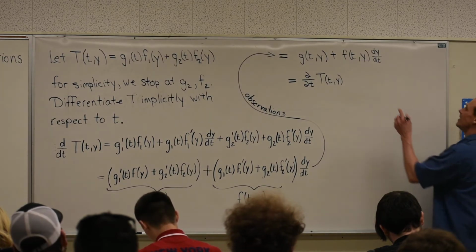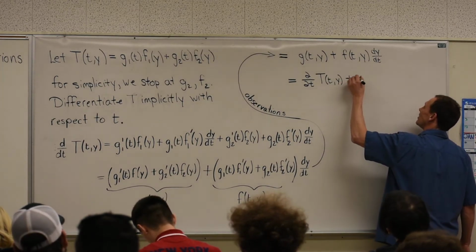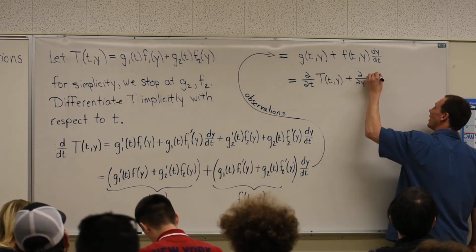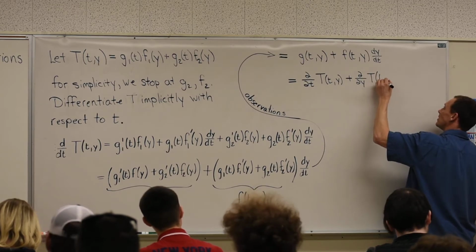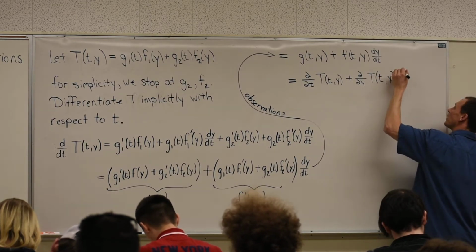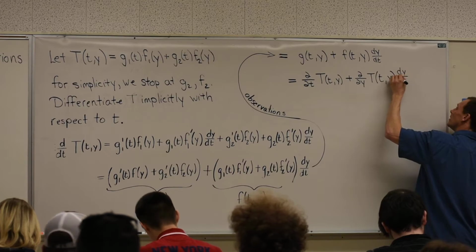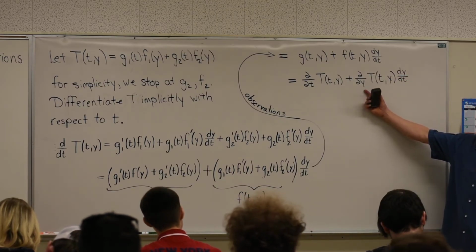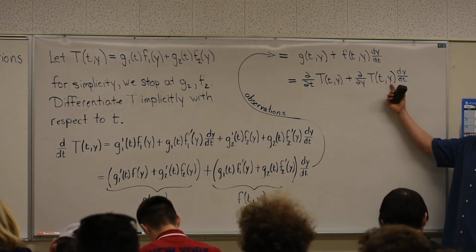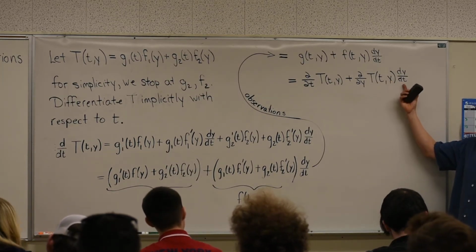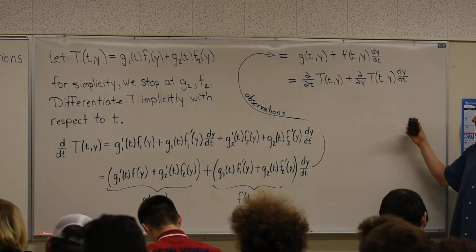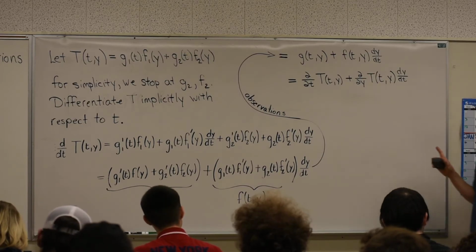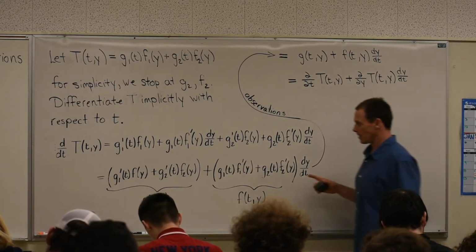And this f of t is the same as the partial derivative with respect to y of t comma y, dy dt. Because when you differentiate with respect to y, you have to pick up that y is a function of t. That's why this dt is there. Okay. What else? Oh yes. Now, let's try one more thing. Let's try one more.